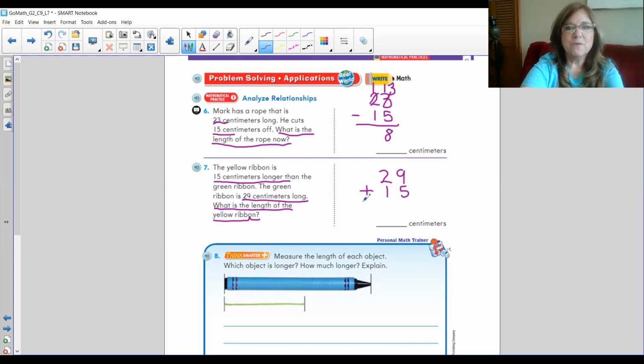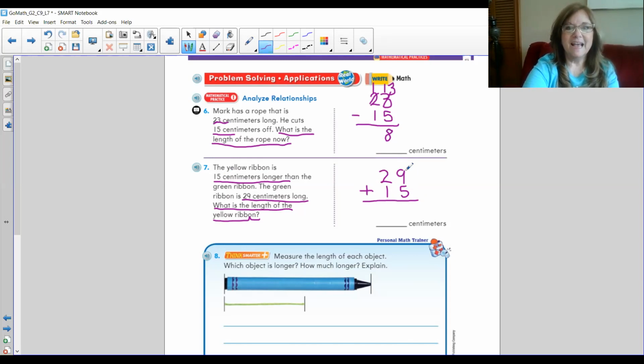And we have to be sure that when we're writing numbers vertically like this, that we line up the ones and we line up the tens. And we also pay attention to the operation. The operation is whether we're adding or subtracting, or multiplying or dividing.